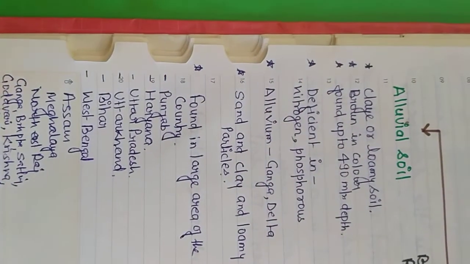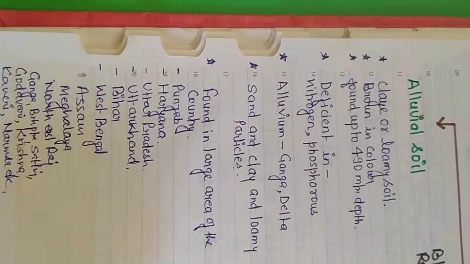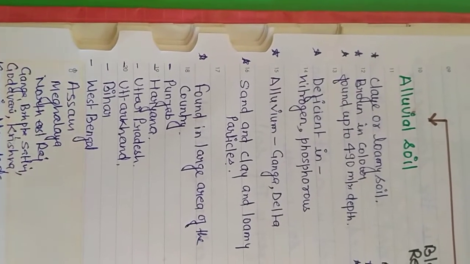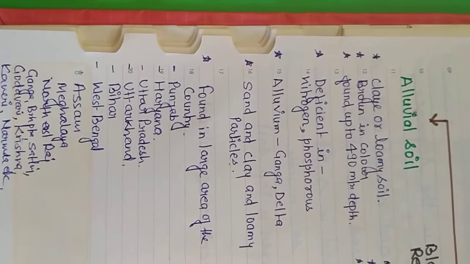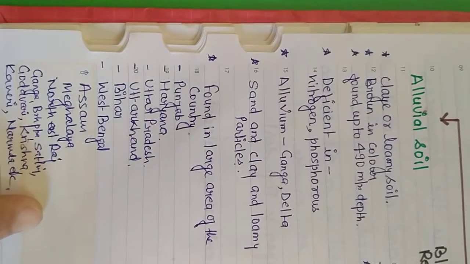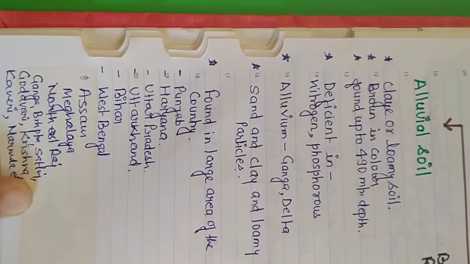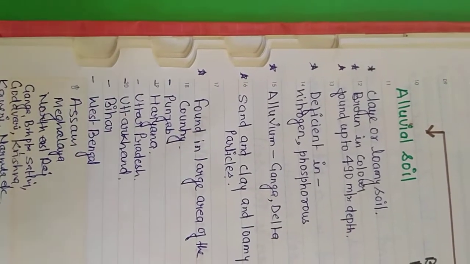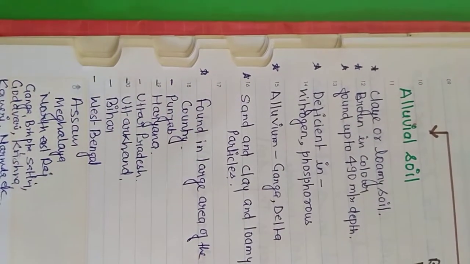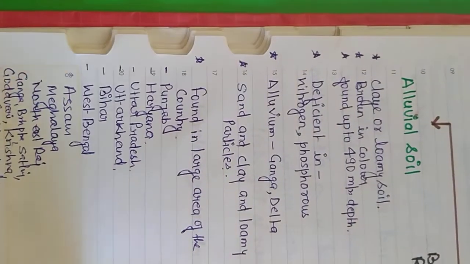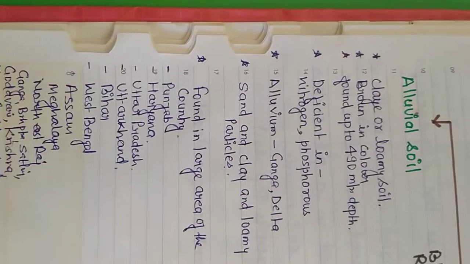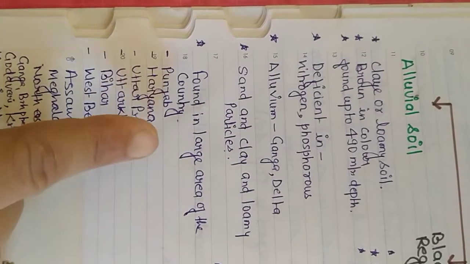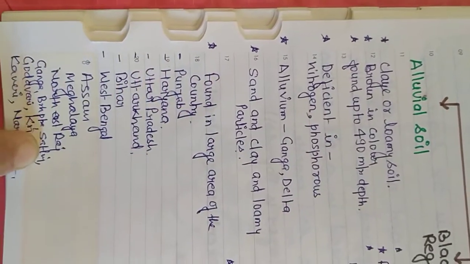It is like a clay or loamy soil. It is brown in color, found up to 490 meters depth. There is a deficiency of nitrogen and phosphorus. The silt which flows from the Ganga to the Ganga Delta is known as the alluvium. It is found in these states.